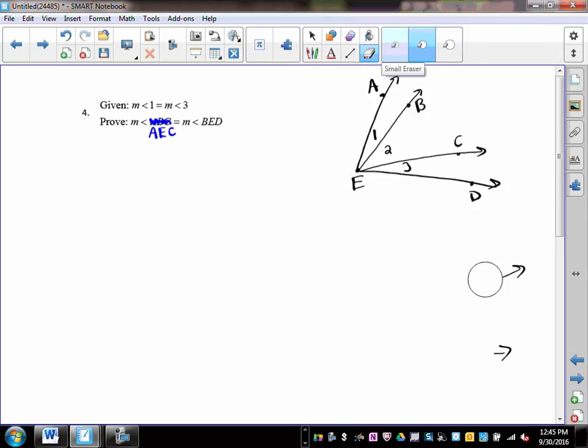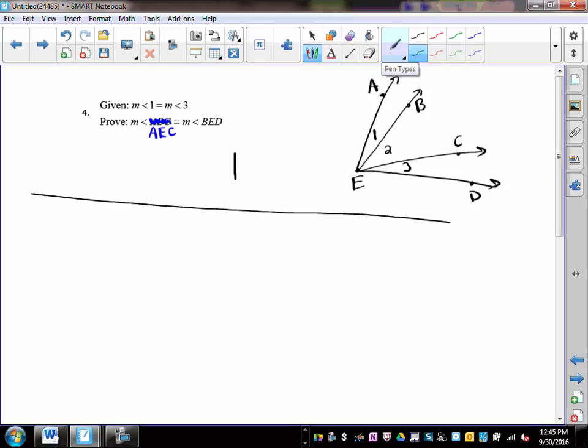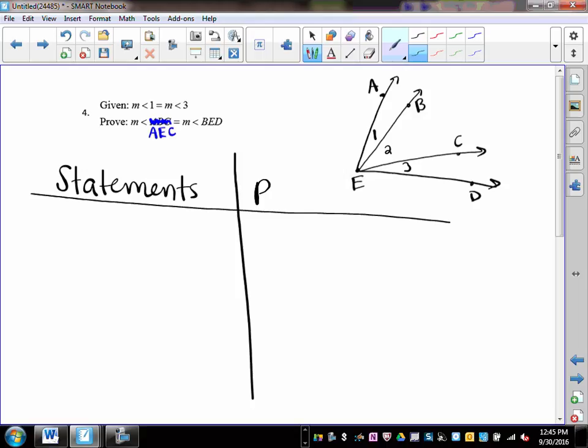All right. Are we good with our drawing here? Yeah. Awesome. All right. So let's go and set up our 2 columns. Statements. Reasons. And we have given to us the measure of angle 1 is equal to the measure of angle 3. For those of you that are curious, this will be about 5 steps. Okay, just for your space sake. And this is given.